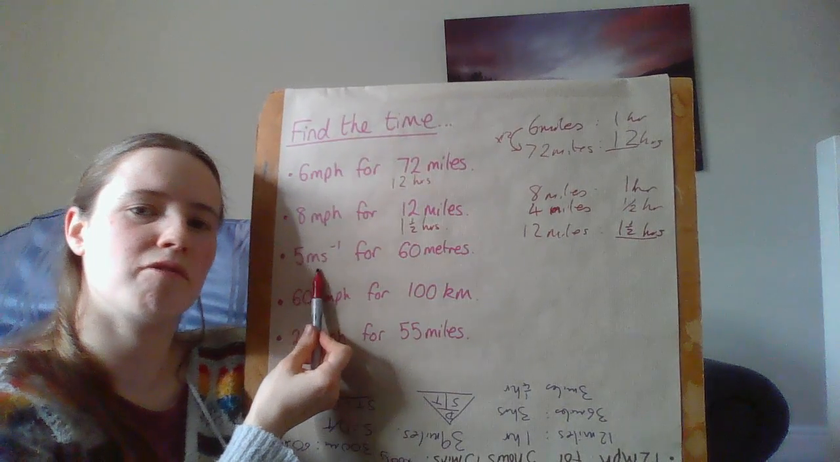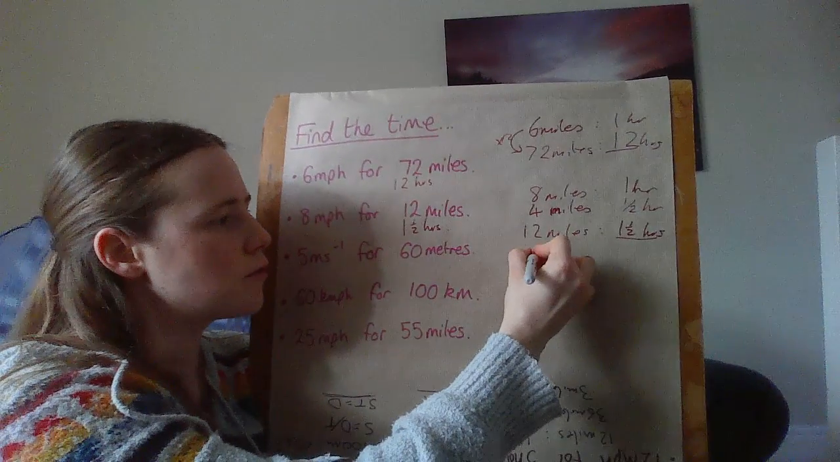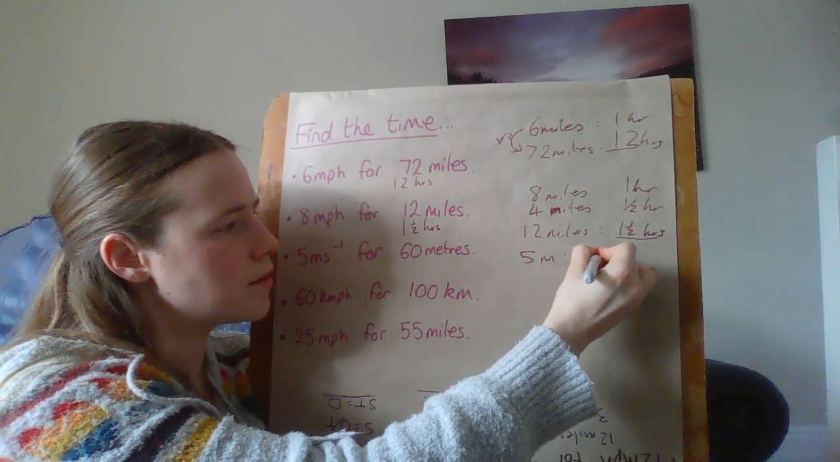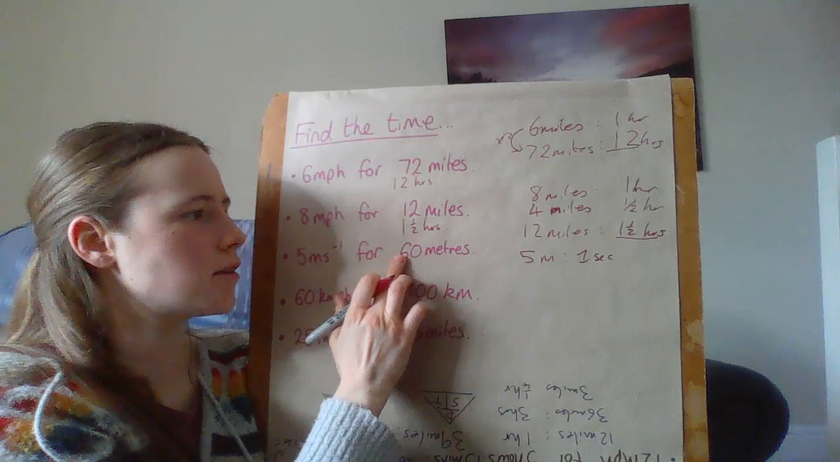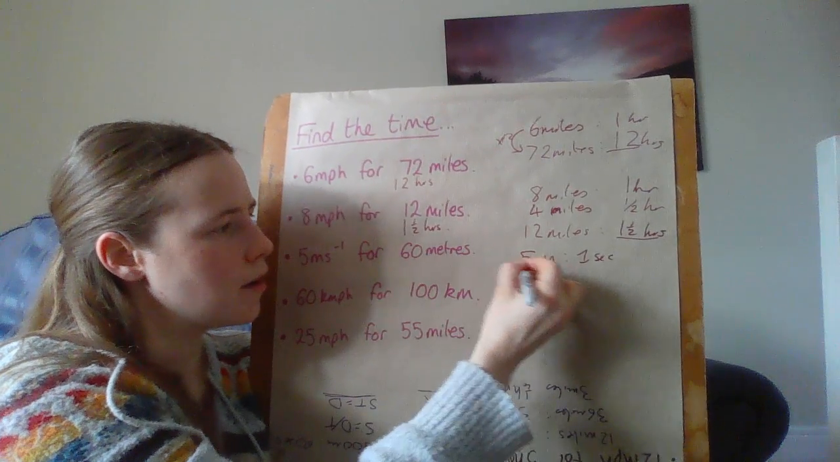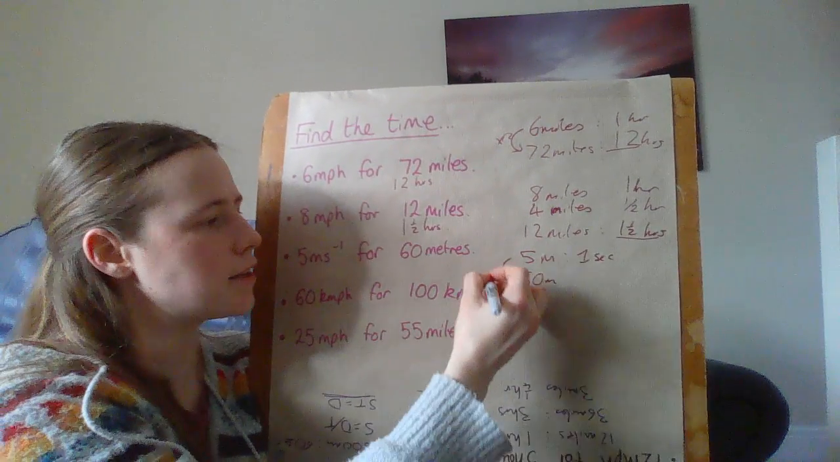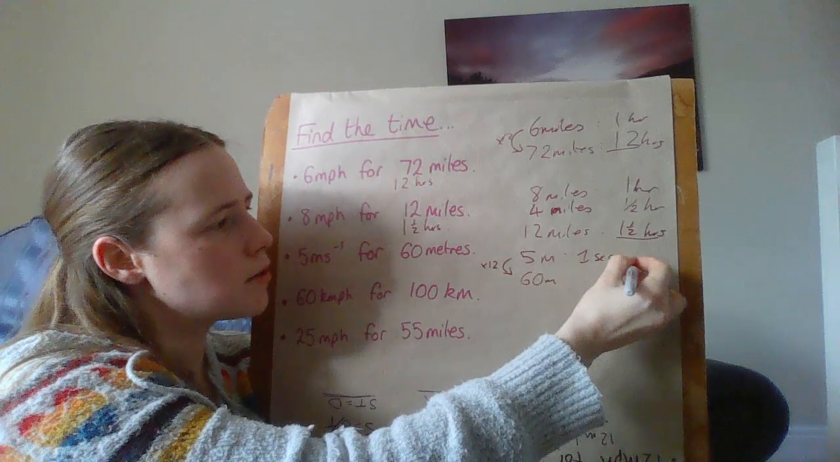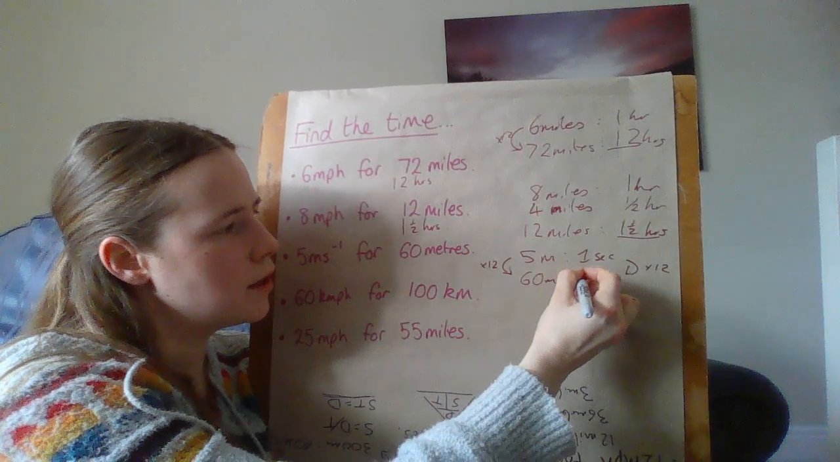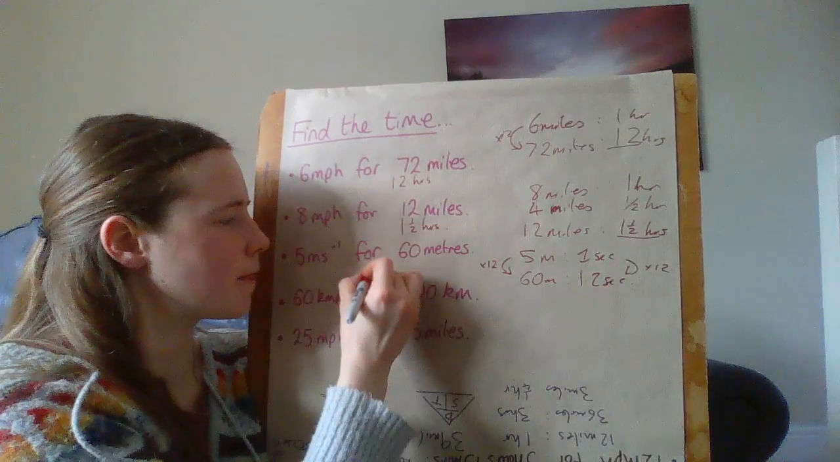Okay, next one. Remember, this meant 5 meters per second. So that's 5 meters in 1 second. And I need to go 60 meters. So to get from 5 to 60, I need to times by 12. So I times this by 12. So it's going to be 12 seconds.